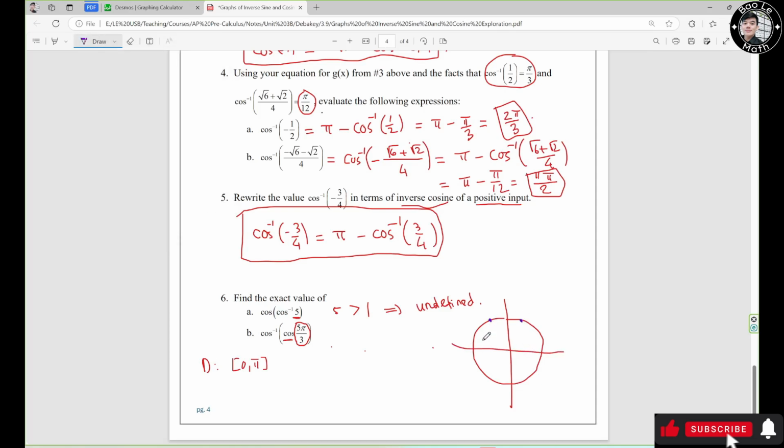This is 2 pi/3. This is 3 pi/3. And this is 4 pi/3. And this is 5 pi/3 right here. Cosine function represents the x-axis. So this guy and this guy have the same cosine value right here. So instead of cosine of 5 pi/3, I just write cosine of pi/3. And then the answer should be pi/3. And it's a good time to stop.